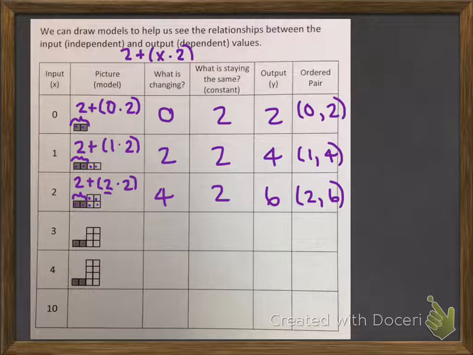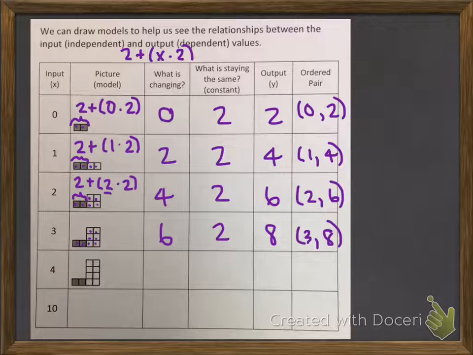If we look at the next one, the input value is 3. I see the same 2 gray squares are there. And then now we have 1, 2, 3, 4, 5, 6 white squares. So what is changing? Well, now there are 6 white squares. What is staying the same? The 2 gray squares are the same. The output, remember, is the total number of squares, which is 8. And then our ordered pair is the x value, the y value. So we're going to do the input, which is 3, the output, which is 8.